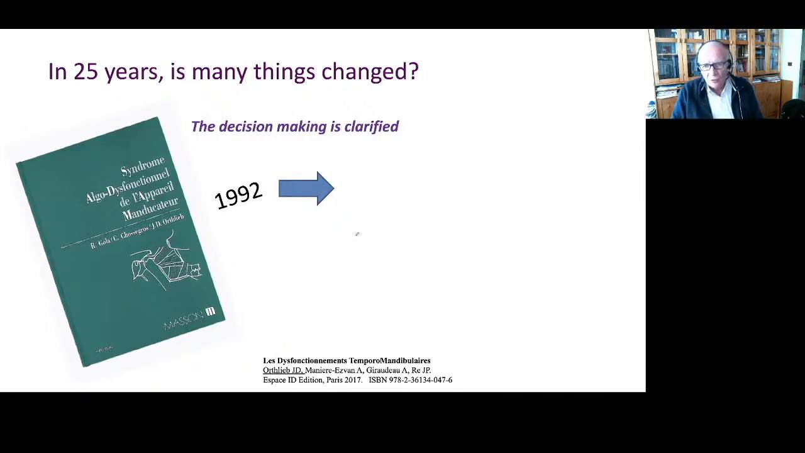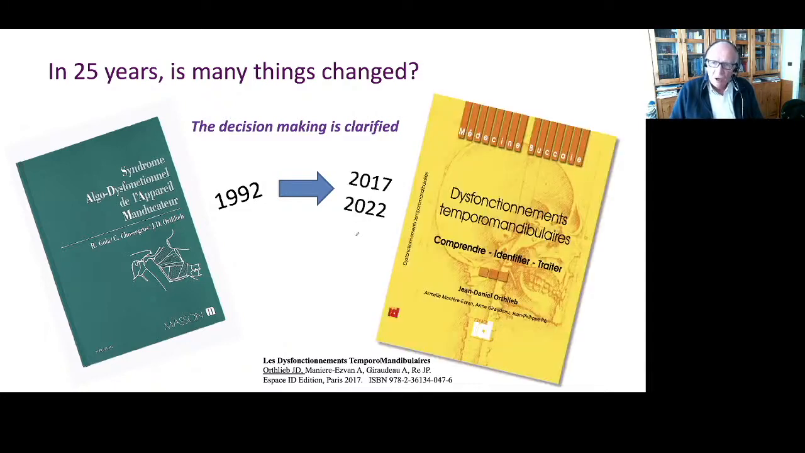I have been working on the temporomandibular disorders topic for many years. I wrote a book in 1992 on temporomandibular disorders, and another one in French in 2017. I hope an English version for 2022. Between these two books, anatomy does not change. The physiopathologic rules do not change. But the understanding of the problems, and specifically the decision making, changes. I think decision making is clarified. Why is it clarified now? Because the definition is more precise.